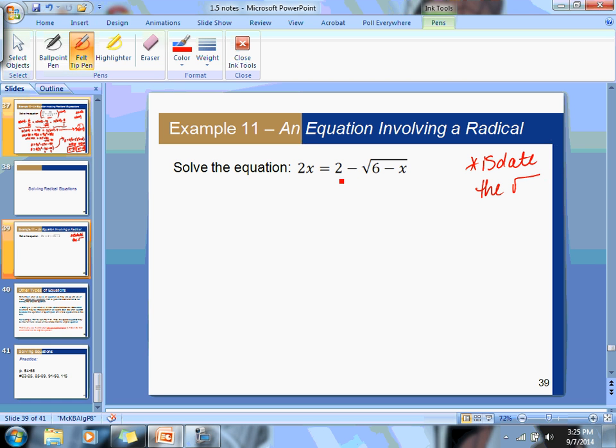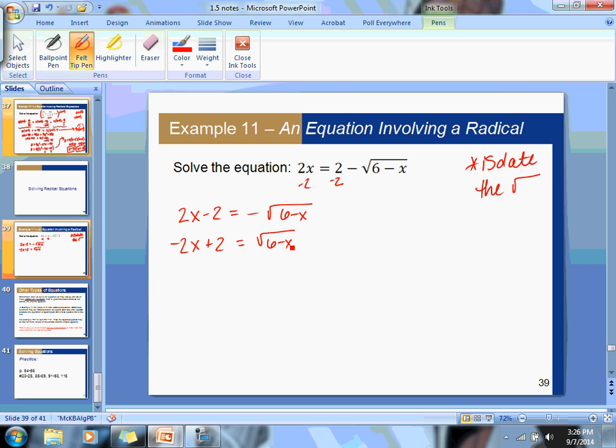So to isolate it, that means I've got to get rid of the 2, and then I've got to get rid of this negative, or negative 1, that's being multiplied by it. So I've got to subtract the 2 over to the other side. So I'm going to have 2x minus 2 equals negative square root of 6 minus x. And then I've got to divide both sides by that negative 1. I've got to go through and change all my signs. So now I have the radical by itself.